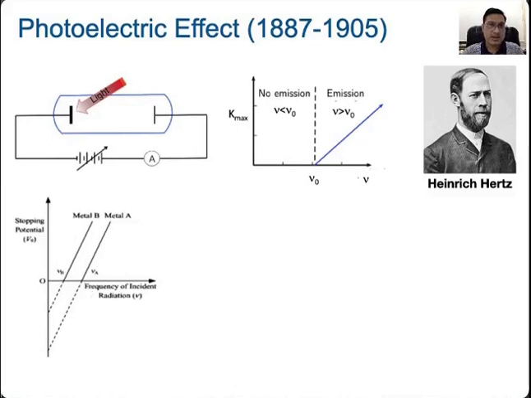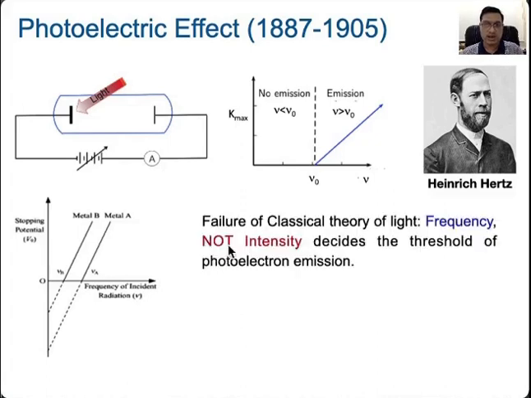That was very puzzling to the physicists, who believed that the wave nature of light was the only existing concept at that time, because according to the wave theory, or the old theory, or what people call classical theory, it is the intensity which decides the strength of the current or the kinetic energy of the current, and not the frequency. But the observation shows a completely different way. So that was the failure of the classical theory: frequency is the crucial quantity, not the intensity of light.